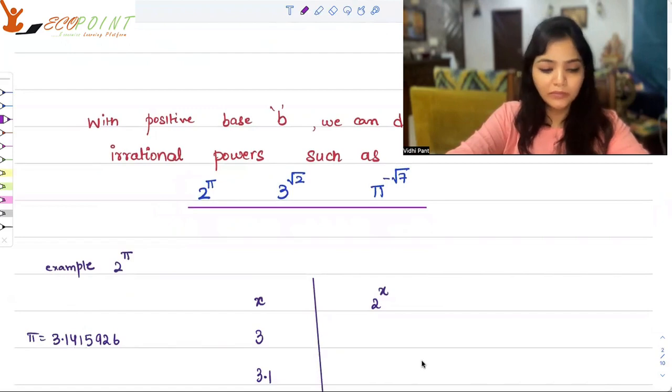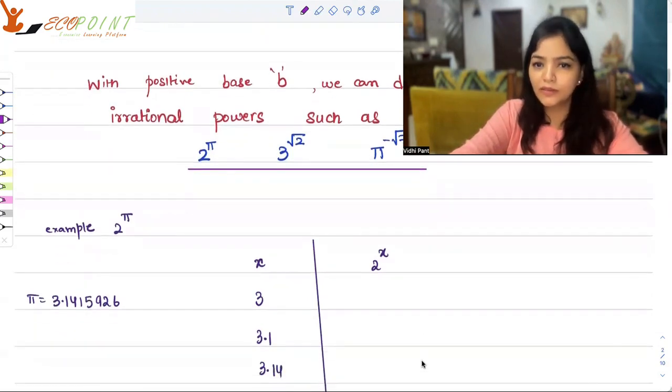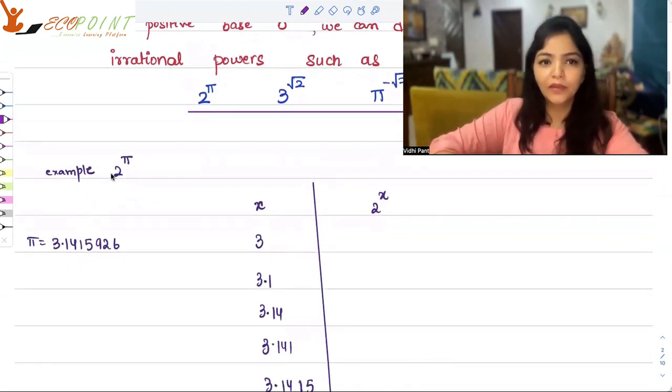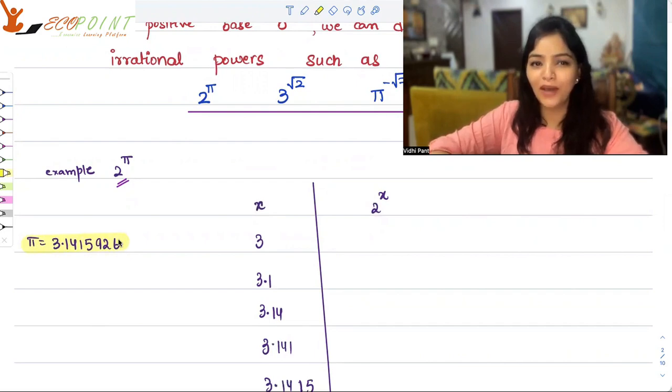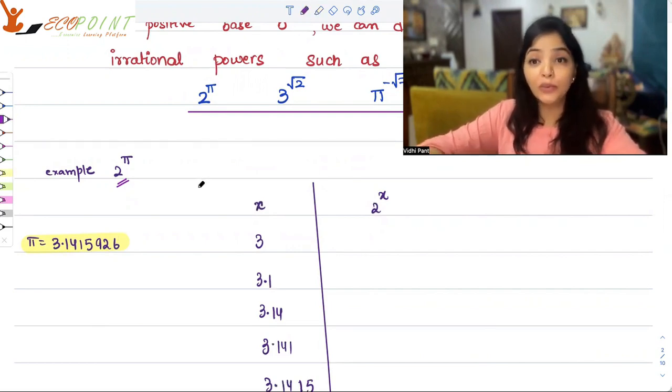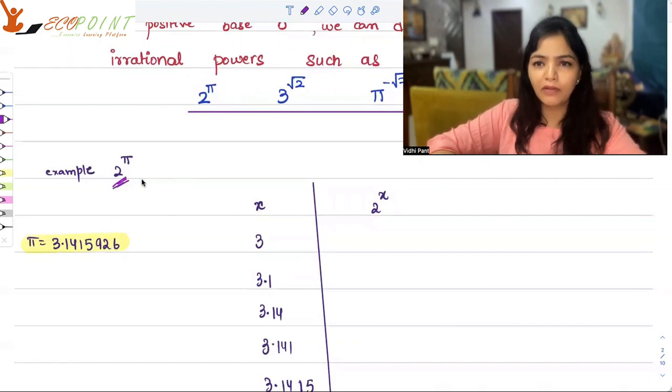One approach could be, let me just take you through this table. Suppose we are taking 2 to the power pi. Now I know that pi is a fixed value, 3.1415926, so on and so forth. The decimal never ends. We're stopping at 6 here. Okay, now let me define x and 2 to the power x. Since we are talking about 2 to the power pi, what I'm going to do is I'm going to take a sequence of these rational numbers.